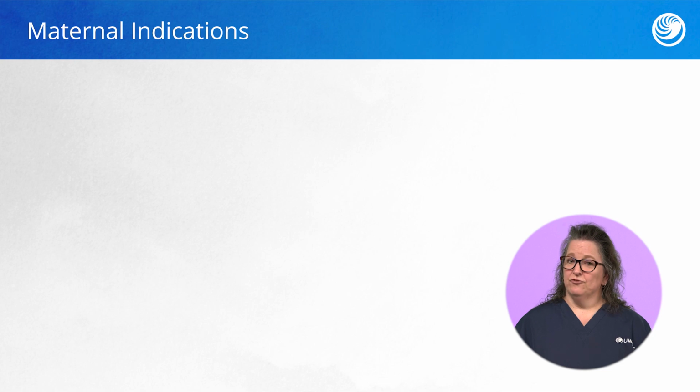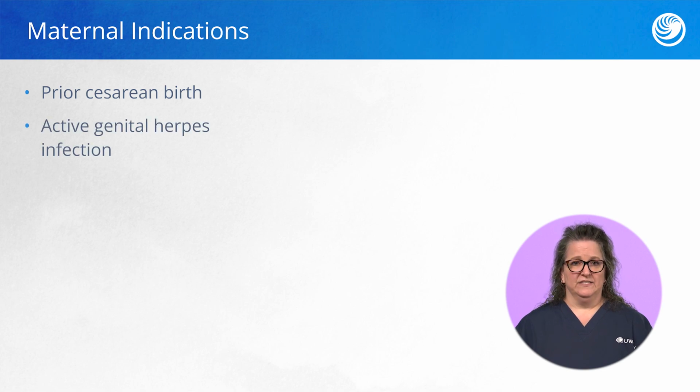Maternal indications for a cesarean birth. Prior cesarean birth, because there is a risk of uterine rupture for some clients if a vaginal delivery is attempted after a previous cesarean delivery. Active genital herpes infection, to avoid passing herpes to the newborn.